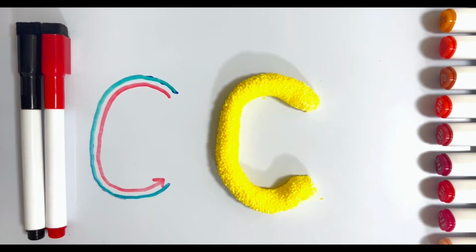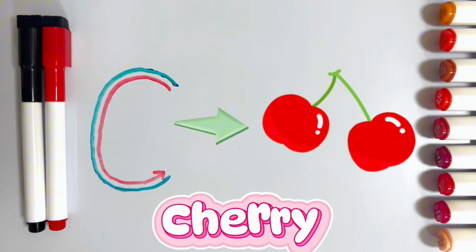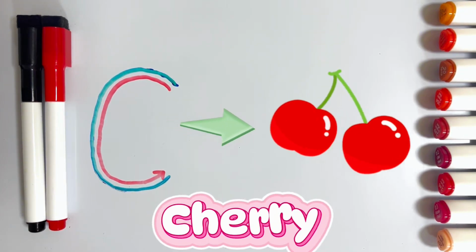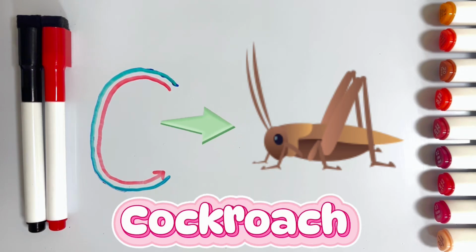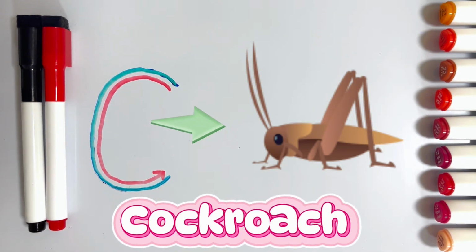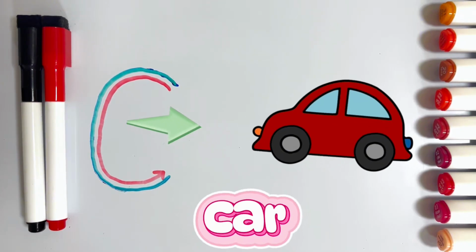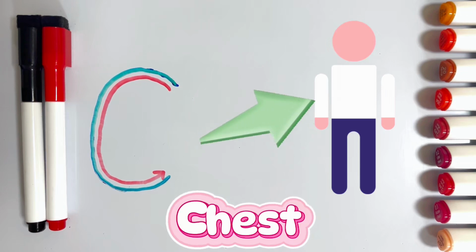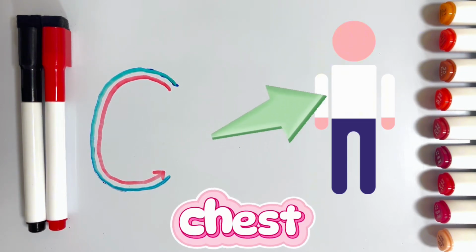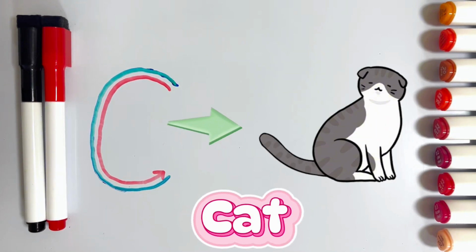Yay! C. C for cherry. Cherry is a fruit. C for cockroach. Cockroach is an insect. C for car. We travel in car. C for chest. Chest is a body part. C for cat. Cat is an animal.